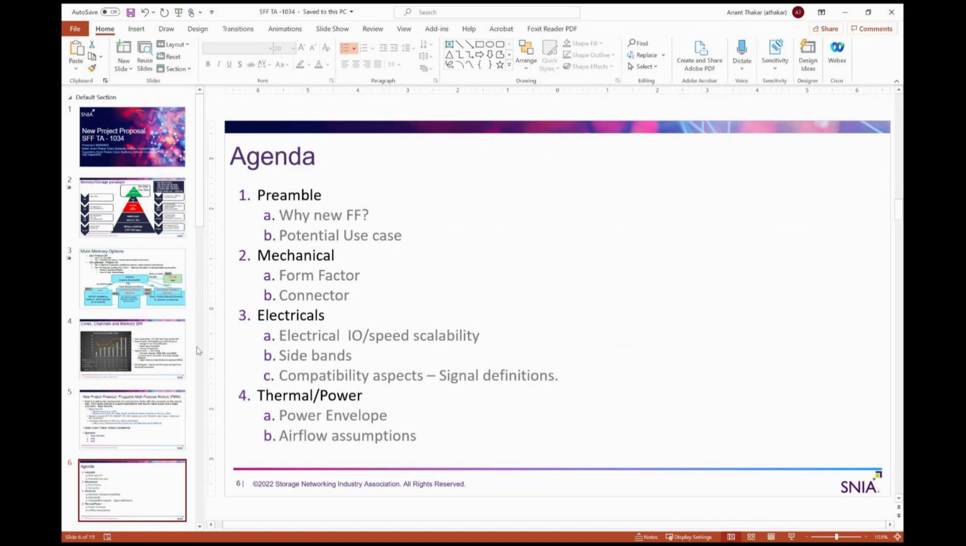Why a new form factor? What are the use cases? How do we define a mechanical form factor? What are the electricals: PCIe Gen 5, PCIe Gen 6, what are the sidebands, the compatibility aspect to the existing OCP form factor, thermal power envelope, and airflow assumptions. These are the discussions right now happening in SFF-TA-1034. Let me stop here before I go to the next slide.